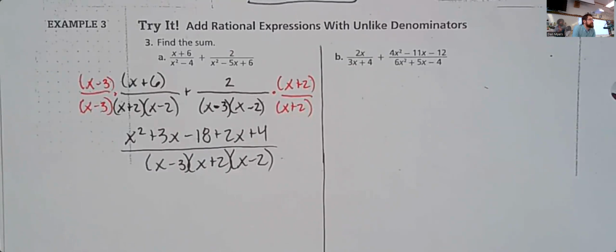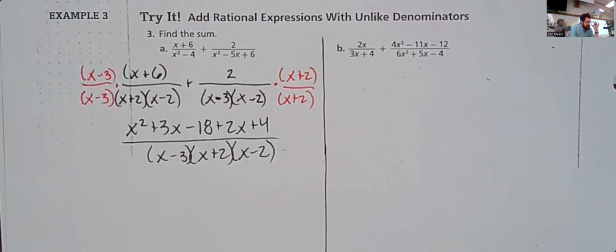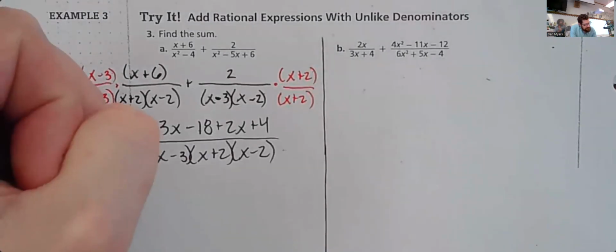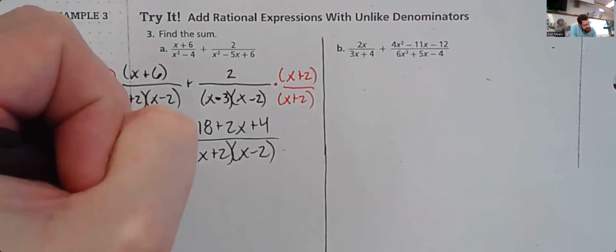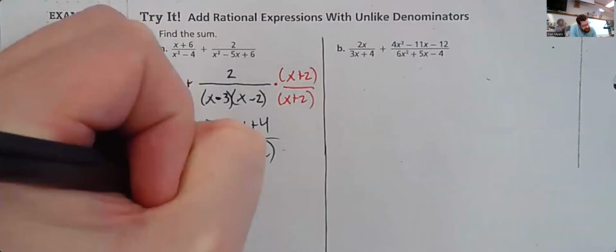Well, how's this looking? We should have x squared plus 3x minus 18 plus 2x plus 4 over the 3 binomials in no particular order. So if your denominator has those 3 sets of binomials, that's fine. If they're not in that order, it doesn't matter, as long as you have all 3. Okay, what's next? Combine like terms. All right. So if we combine like terms, that's looking like x squared plus 5x minus 14.